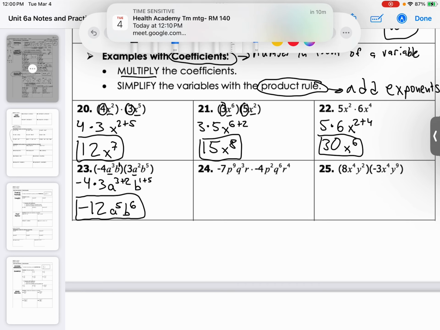Number 24, we have negative 7, p to the 9th, q to the 3rd, r, times negative 4, p squared, q to the 6th, r to the 4th. So we got a lot of stuff going on, but we're still going to do it just the same as we would the other problems. Okay, so we're going to start by multiplying negative 7 times negative 4.